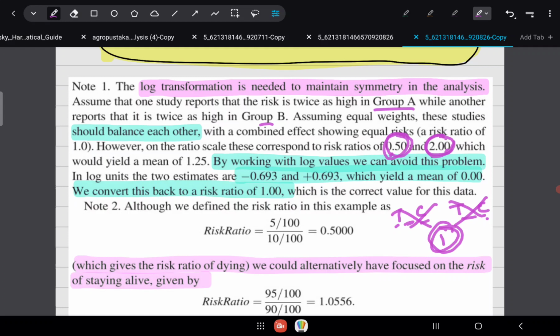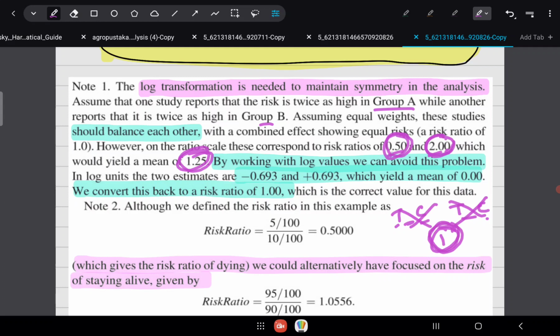So what happens if we don't convert this into logarithmic form? Then the mean would be 1.25. What is the mean of 0.5 and 2? It is 1.25, right? If you were to compute the summary effect using the non-logarithmic form of the risk ratio, the summary risk ratio you will get will be 1.25. This is obviously problematic. You don't want that. You want 1. So that is why we use the logarithmic form.